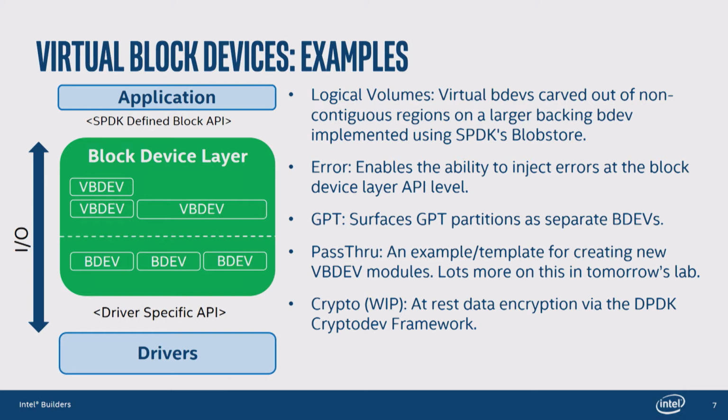We've got an error virtual bdev that allows you to inject errors at the block device API layer. So you want to do some testing, you want to see what happens in your application if you get error XYZ at that API layer. We've got a virtual bdev to do that.